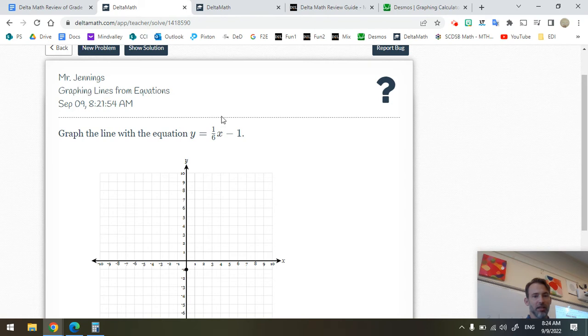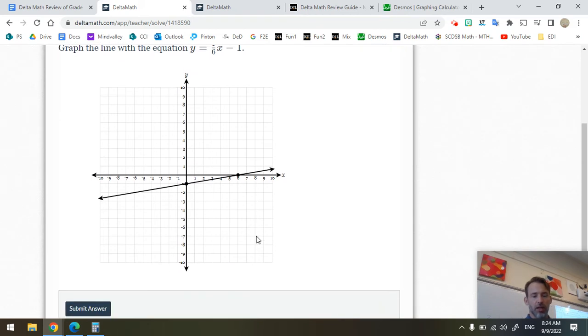If x increased by 6 here, I would have 1/6 times 6. That would give me 1. So it would be 1 bigger, like that. And this Delta Math will tell me is correct.